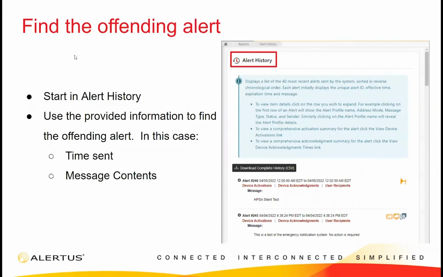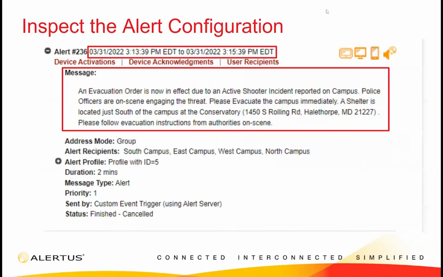The first step is to find the offending alert, which means we go to reports, alert history. Here we are. They provide us the information of the time sent and the message contents. So we're going to go ahead and scroll down until we find, bam, here we go. Here's the alert at the right time, 3/31/22, and it is in fact an active shooter evacuation order. So let's see if we can investigate what happened here.